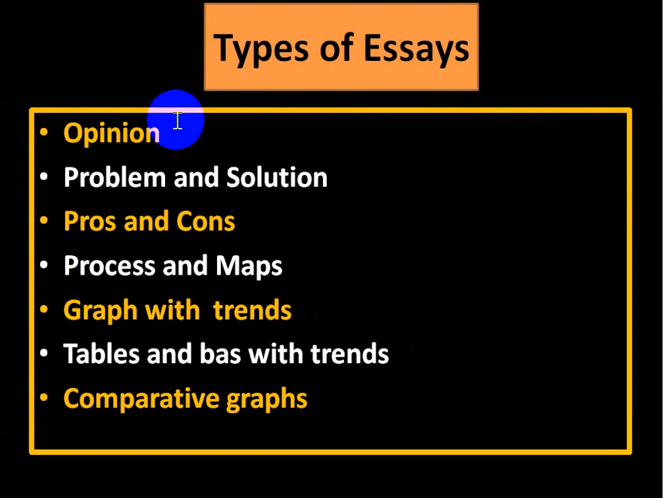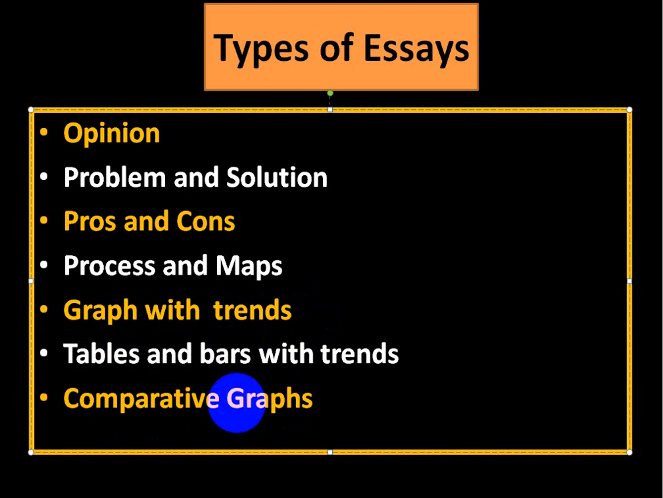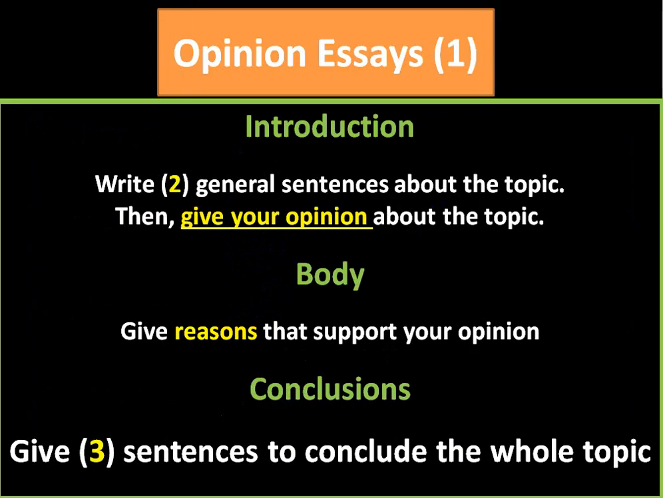Now, types of essays. We have opinion essay, problem and solution, pros and cons, process and maps, graph with trends, tables and bars with the trends, comparative graphs. So here you have different types of essays. This year we will learn opinion essay, problem and solution, pros and cons, process and maps. We will focus on the first four types of essays. Now, let's start with opinion essay.